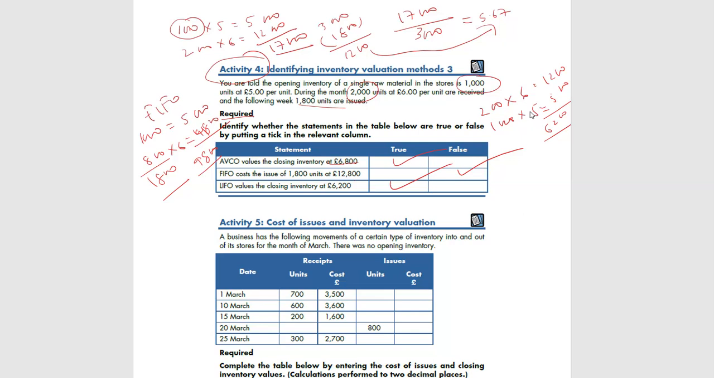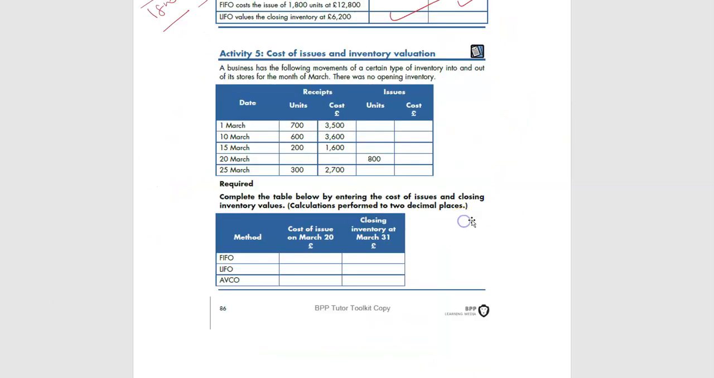So activity 5. Alright, so let's have a look at activity number 5. This is quite a nice question, and hopefully you will understand more about the valuation method from this activity. So let's have a look at what we have here. Cost of the issue and inventory valuation. A business has the following movement of a certain type of inventory into and out of its store for the month of March. There was no opening inventory.